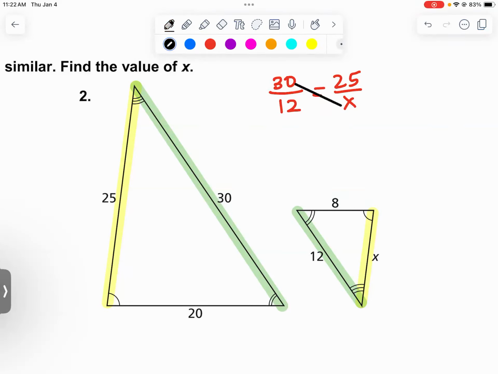Cross multiply, we can take 30 times X equals 12 times 25. 300. X equals 10. Oh, that's it.